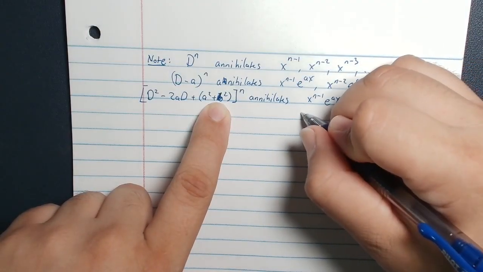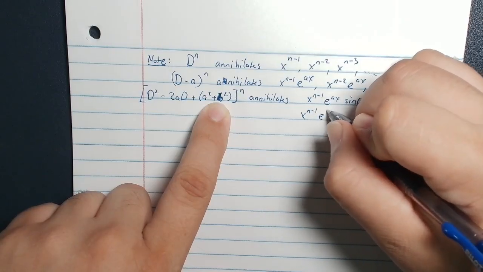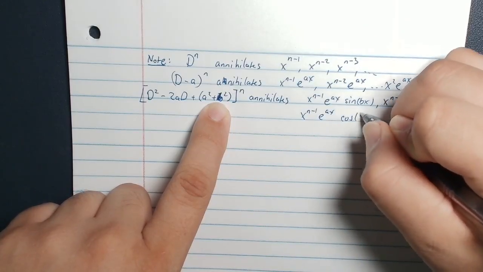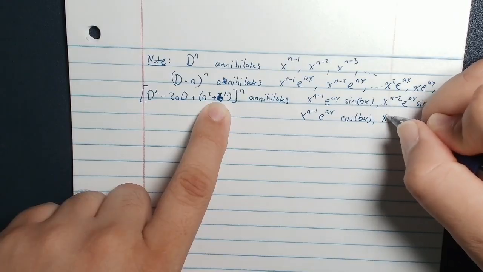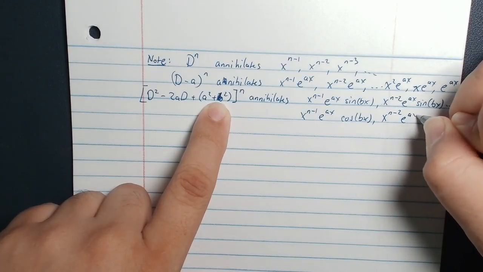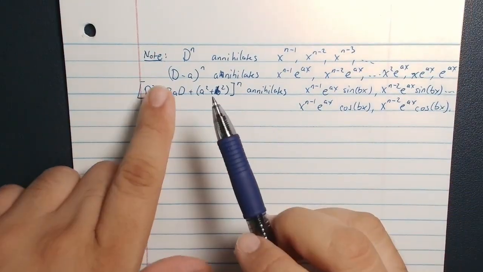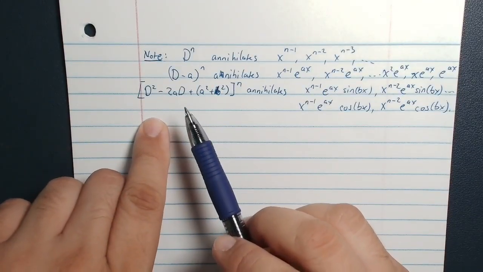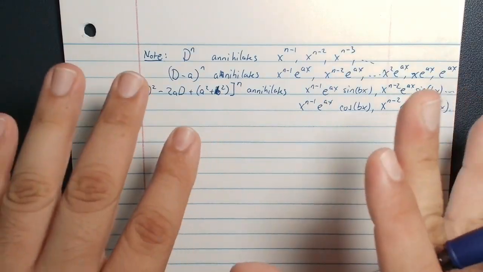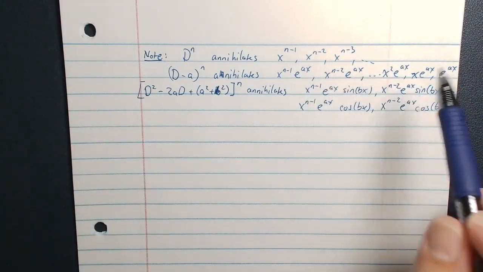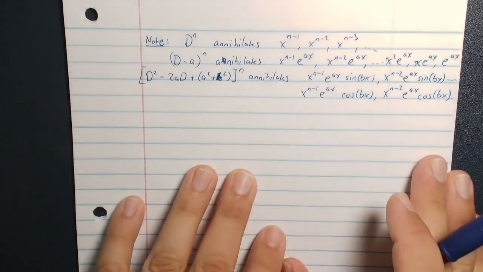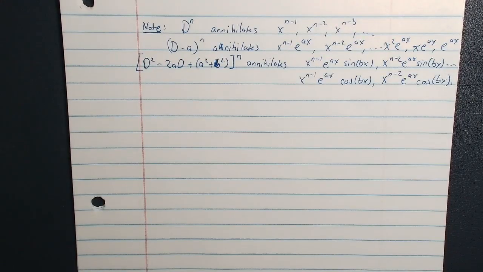So it'll also annihilate things like x to the n minus 1 e to the ax cosine of bx, x to the n minus 2 e to the ax cosine of bx, like that. This is by no means an exhaustive list of annihilators. There are many, many more, but these are really the only kinds of functions that we've seen so far anyway, so that's what we're going to concern ourselves with here. Those are the ones we really need.